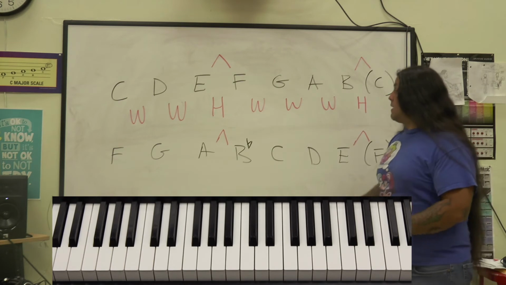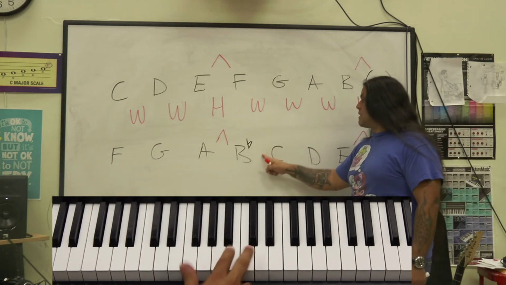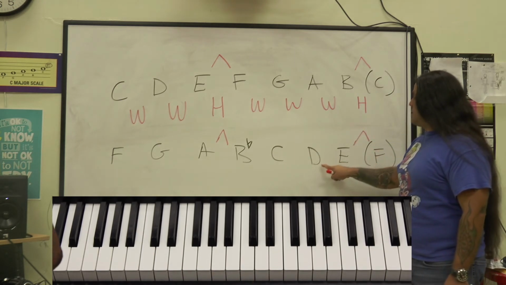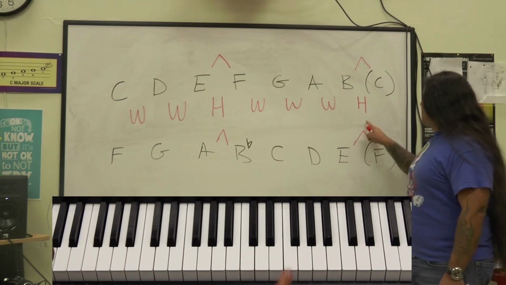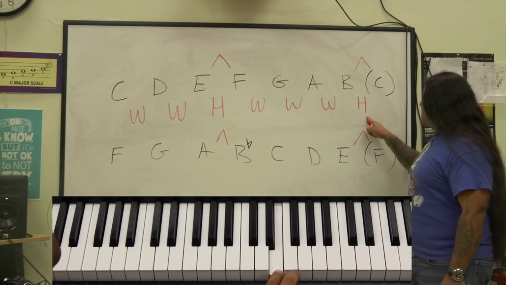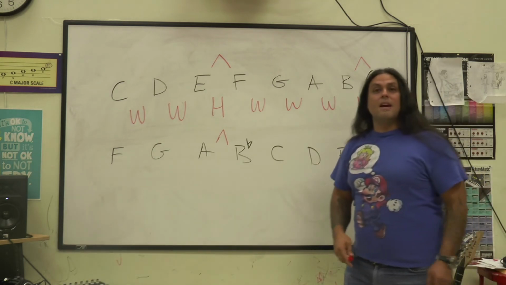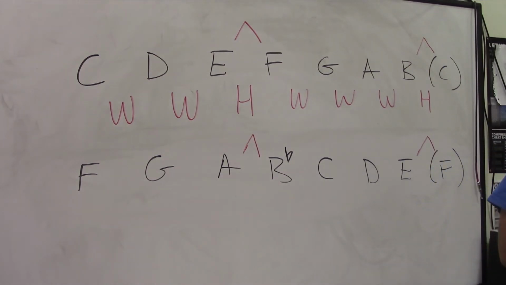Let's keep moving on. B flat to C, is that a whole step? Yes, it is. C to D, is that a whole step? Yes, it is. D to E, is that a whole step? Yes, it is. And then finally, E to F, is that a half step? Yes, it is. So in the key of F major, there is only one flat, B flat.